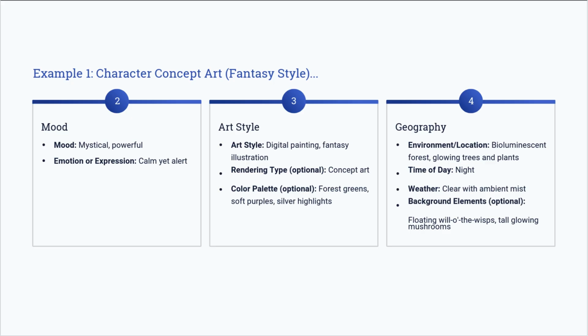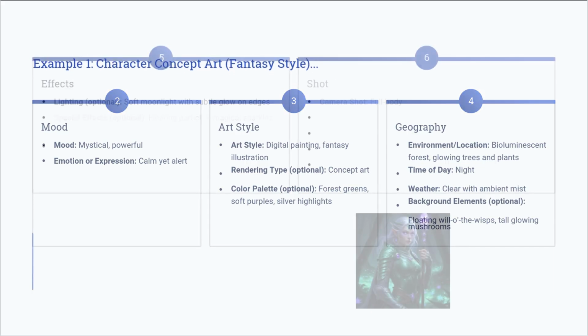Geography: this scene is set in a bioluminescent forest, with glowing trees and magical plants. It's nighttime, the weather is clear but there's a layer of ambient mist floating through the air. In the background, we'll add floating will-o'-the-wisps and tall glowing mushrooms to deepen that fantasy atmosphere. All of this adds emotion, color, and depth, giving the AI plenty of context for creating a magical, immersive scene.